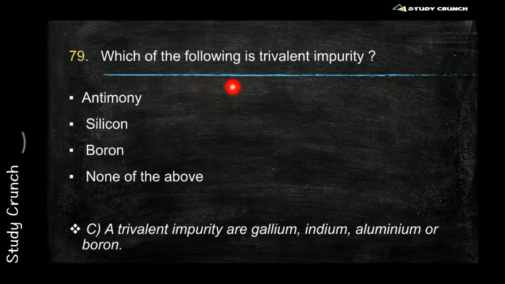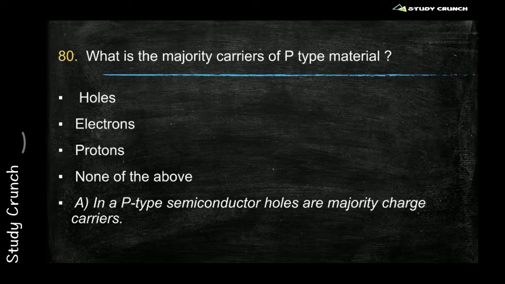Next, which of the following is a trivalent impurity? So boron is a trivalent impurity. What is the majority carrier of a p-type semiconductor? So holes will be the majority carriers.